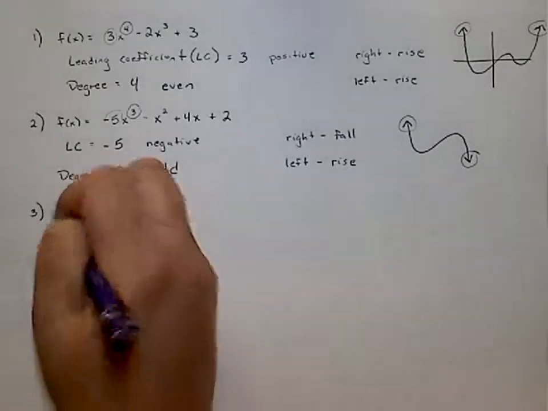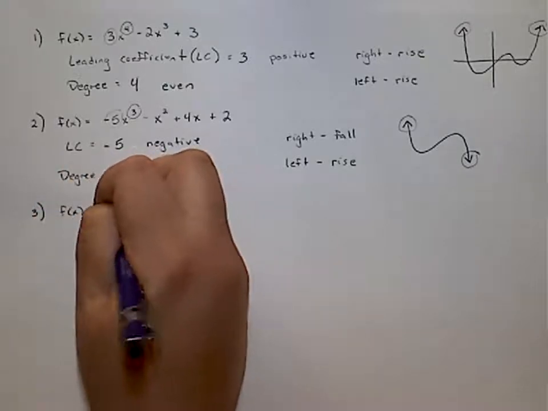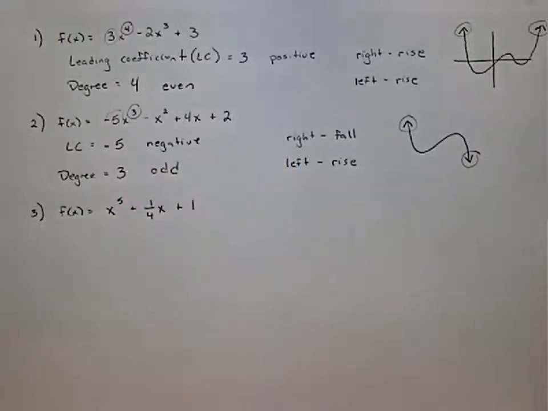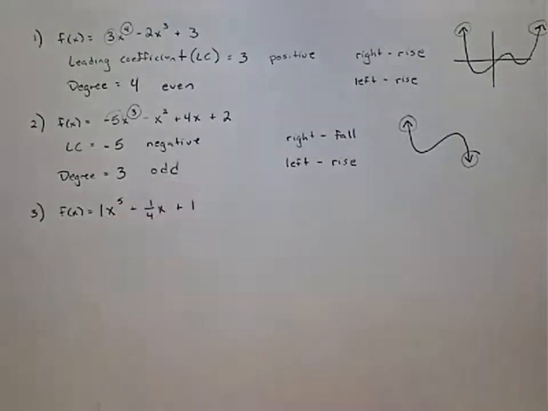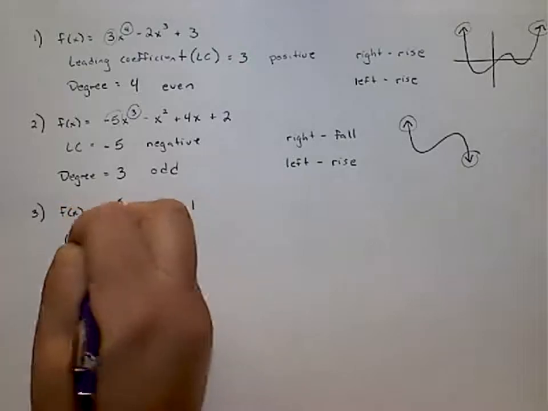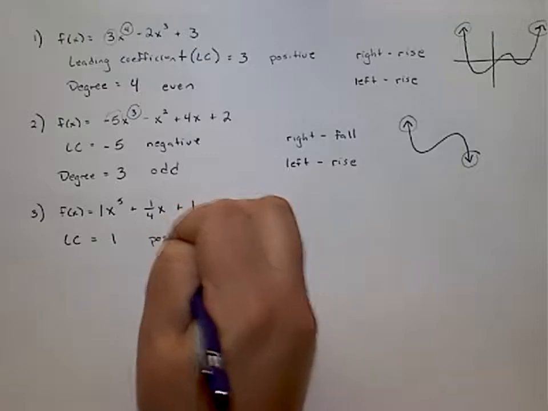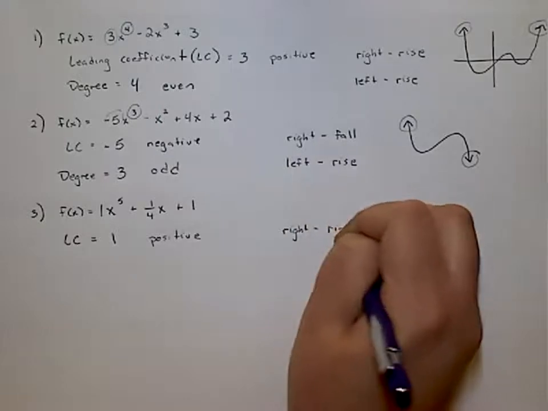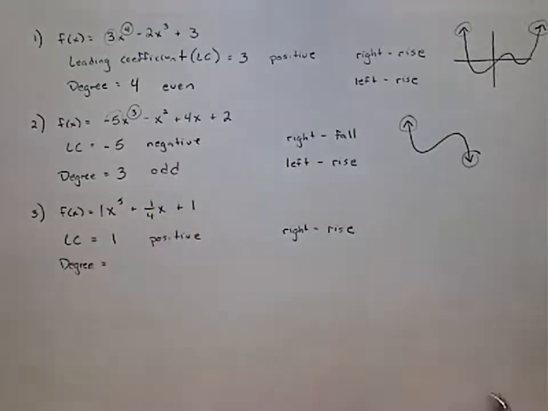Next we are going to look at x to the fifth plus 1/4 x plus 1. Our leading coefficient here, there's nothing in front of it, so there's really a 1. So our leading coefficient is 1, so that is a positive number. So our right side is going to rise. Our degree, our highest exponent, is 5.